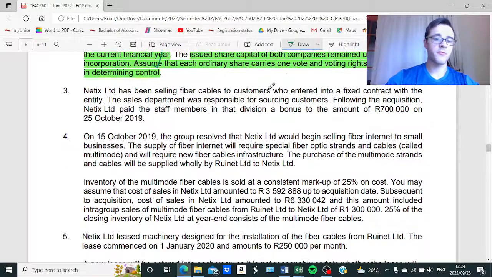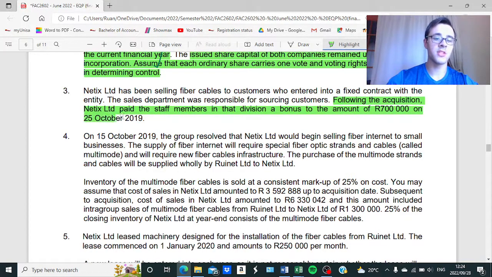Okay, so if we look at point 3, it says that Netix Limited has been selling fiber cables to customers who entered into a fixed contract with the entity. The sales department was responsible for sourcing customers. Following the acquisition, Netix Limited paid the staff members in that division a bonus of 700,000 Rand on the 25th of October 2019.